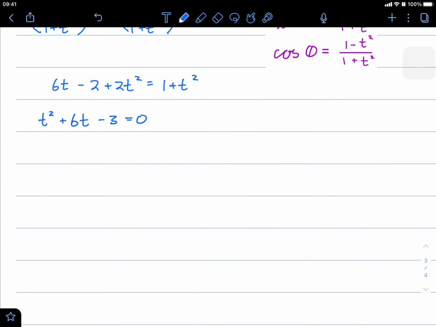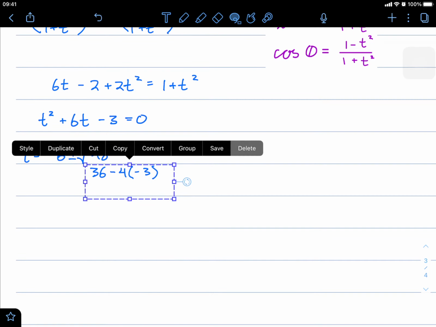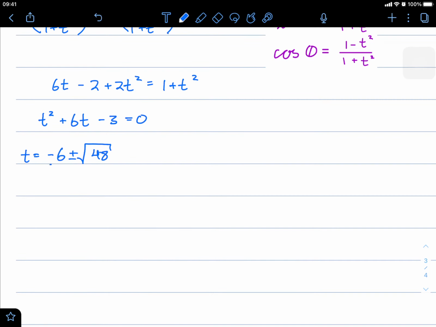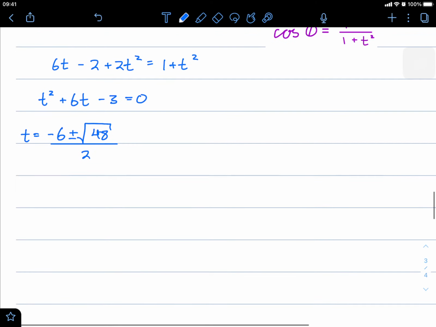You can try factor this, but you'll find that it's rather difficult. So I would tend to try use a quadratic formula for this. So negative 6 plus or minus the square root of 36 minus 4 times a times c, but that is going to be positive 12. 36 plus 12 is going to be 48. So I just evaluated the discriminant there in one go. All over 2 times 1, which is 2.